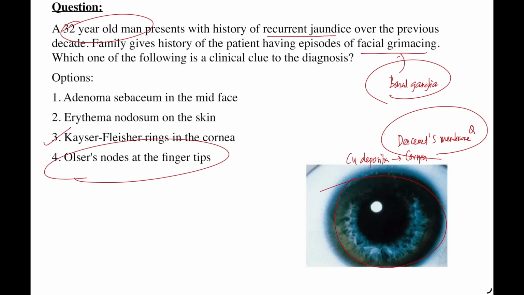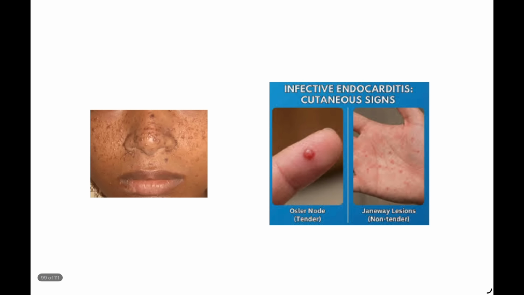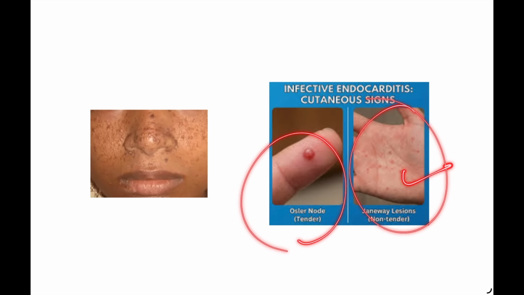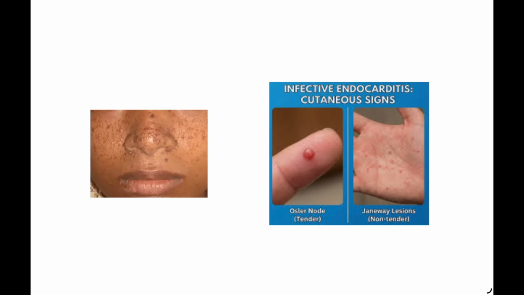Osler's nodes at fingertips are seen in infective endocarditis. Erythema nodosum on the skin, I already showed you. Adenoma sebaceum is seen in tuberous sclerosis. So this is adenoma sebaceum that you see here on the face. This is Osler's node and Janeway lesion. Osler's nodes are tender and seen on fingers. Mainly on the palm, you will see Janeway lesions which are non-tender. Both these are cutaneous signs of infective endocarditis which come under Duke's criteria. Not to be confused with Jones criteria of rheumatic fever.